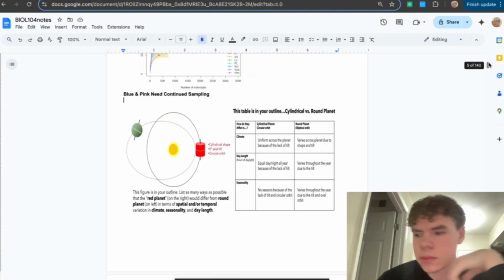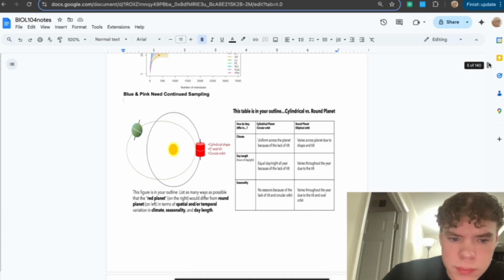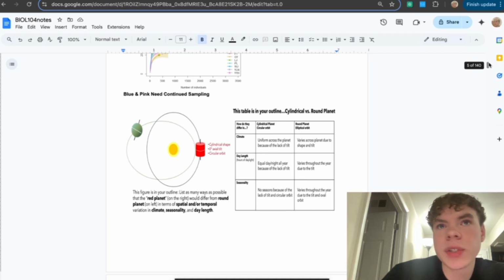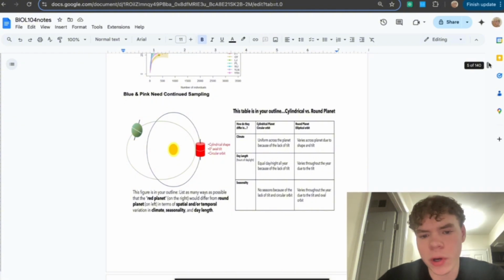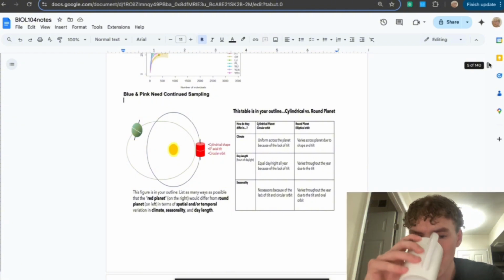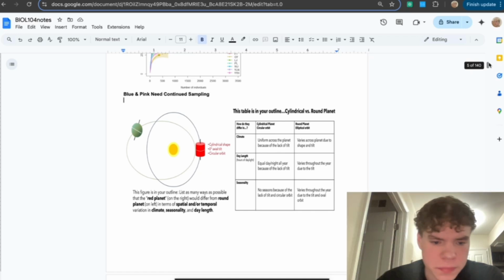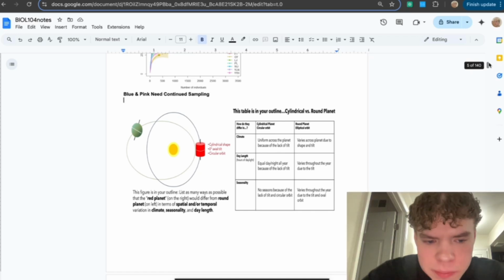All right, what external factors of the Earth basically affect biodiversity? So we have our orbit, we have the Earth's tilt, also known as obliquity.